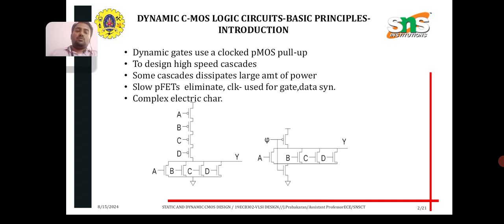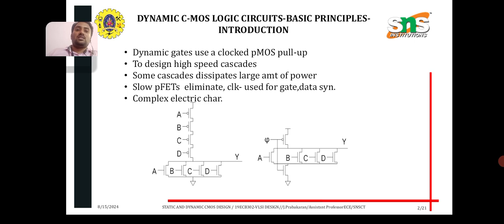Dynamic CMOS logic circuits are designed to overcome some of the limitations of static CMOS logic, particularly in terms of speed. They use clocking techniques and dynamic storage to achieve faster operation. The basic operation is pre-charging. At the beginning of the clock cycle, the dynamic node is pre-charged to a high voltage, which means logic 1. This is done by using a pre-charge transistor connected to a power supply.